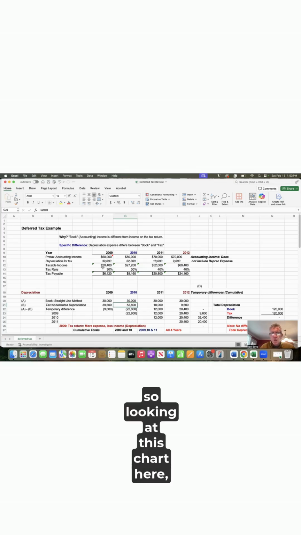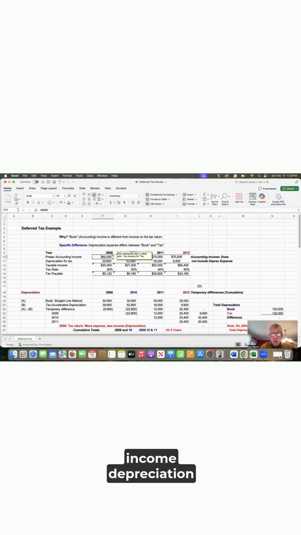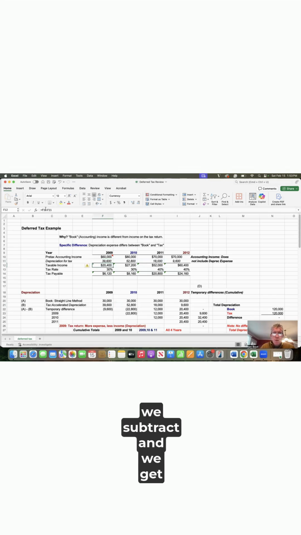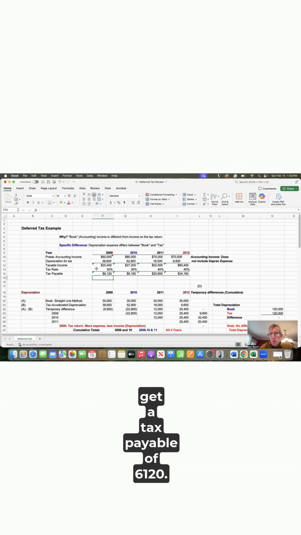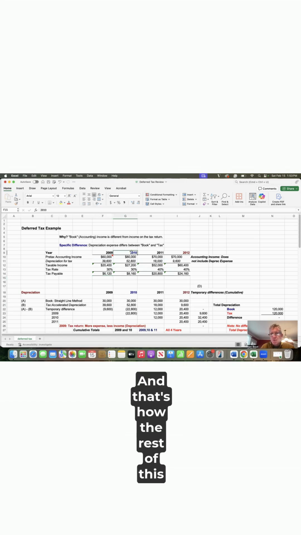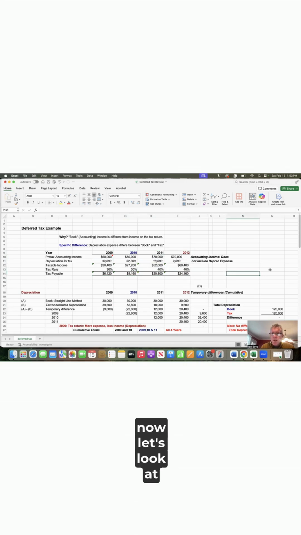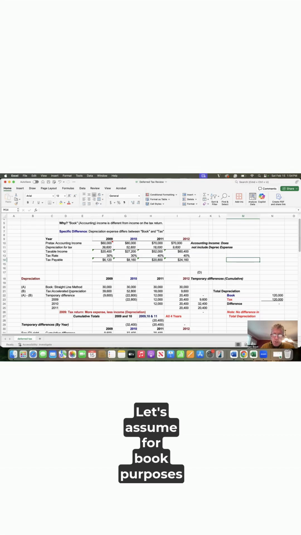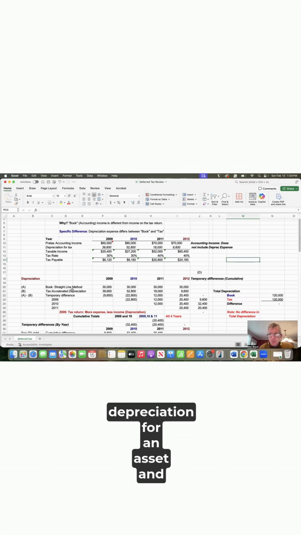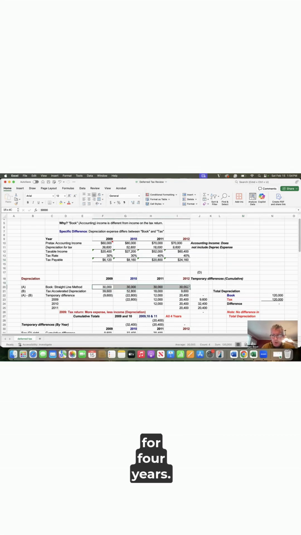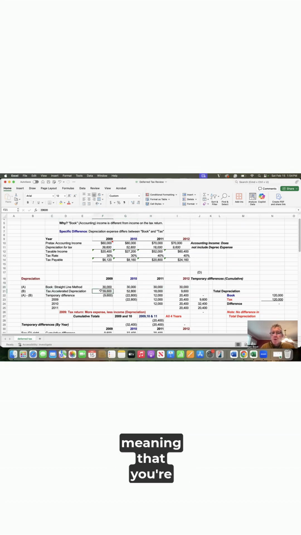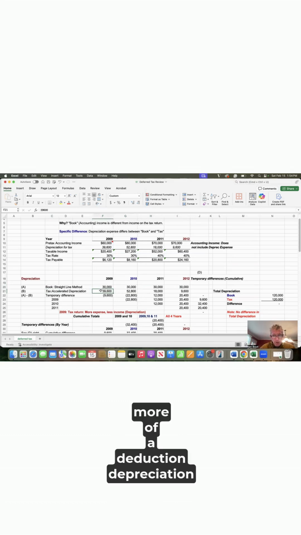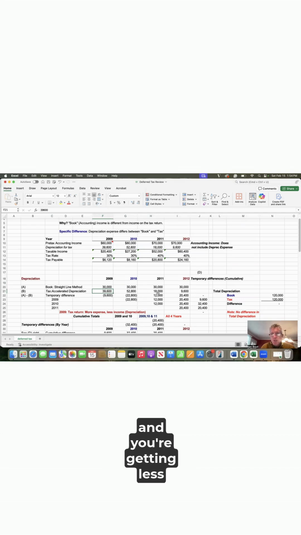Looking at this chart here, we have pre-tax accounting income, and depreciation on the tax return. We subtract and we get taxable income. We multiply it by a tax rate and we get a tax payable of 6,120. And that's how the rest of this chart works, moving across. Now, let's look at the differences. Let's assume for book purposes that you're using straight line depreciation for an asset and it's $30,000 a year for 4 years. But you're using an accelerated method for tax purposes, meaning that you're getting more of a deduction, more depreciation expense in the early years, as you can see, and you're getting less in the later years.